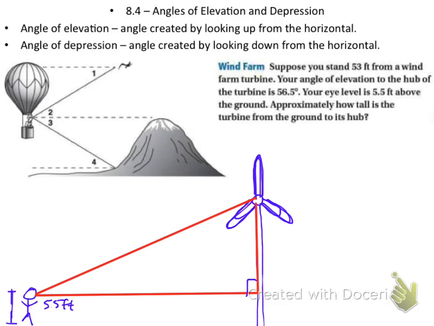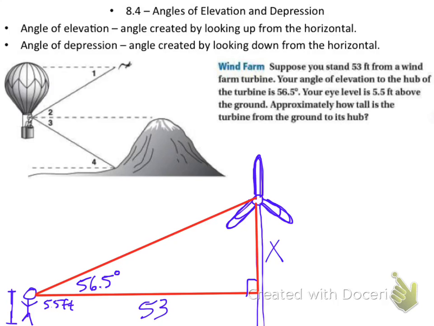It tells me that I'm 53 feet from the wind turbine. Again, we're always going to assume it's from the bottom, so 53 here. My angle is 56.5 degrees. And then this is what I want to try to find, so I want to find the height.